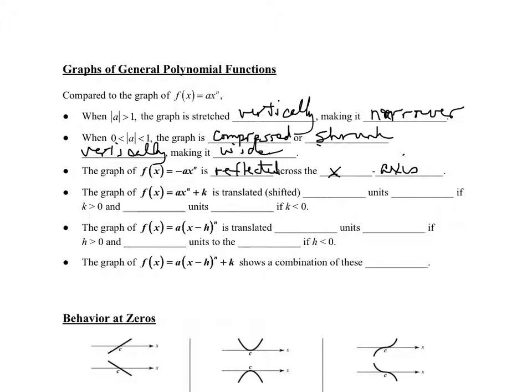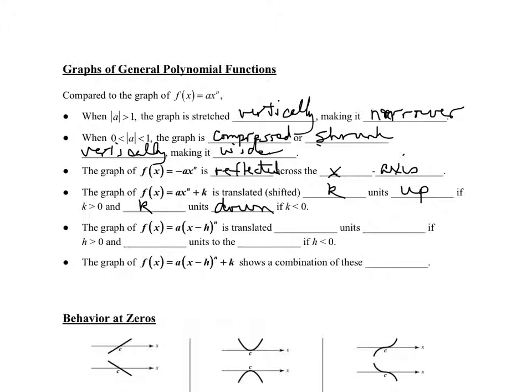And if I see that there is something added at the end, then this graph is translated or shifted k units which way? If the k is a positive number greater than 0, that means it's going to be k units up. But if k is less than 0, it gets translated k units down.